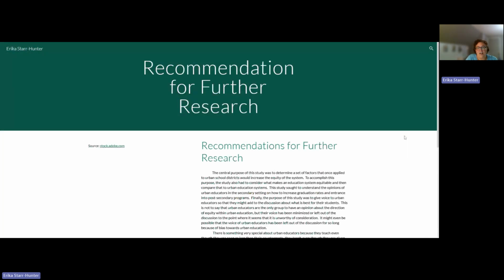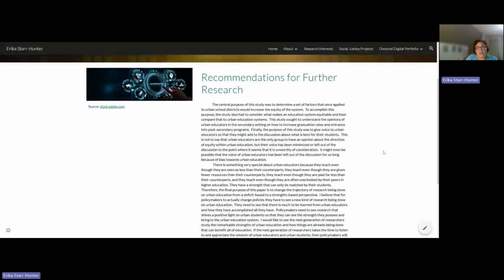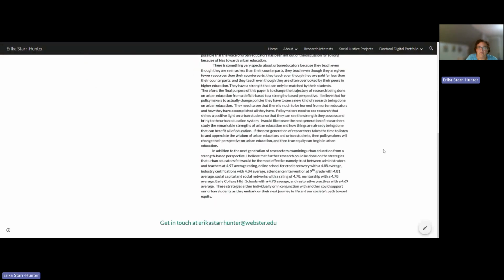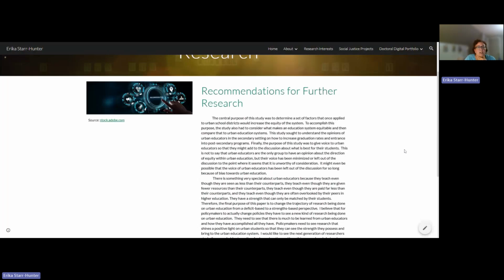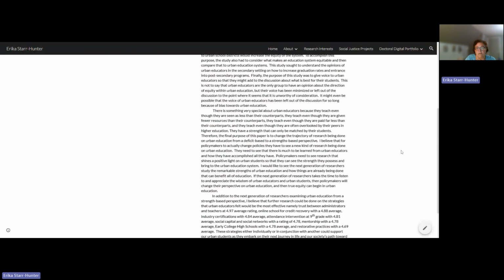And then recommendations for further research. I feel like this research is a starting off point, and other urban educators can look at the factors that I found, and they can do more research on it and bring that discussion into the academic discussion. And then hopefully we'll have more equity within our system.